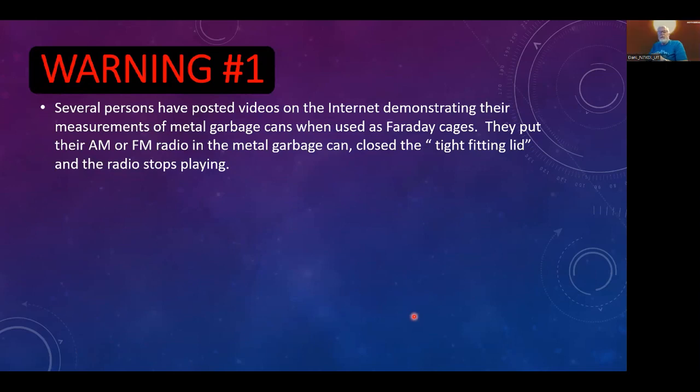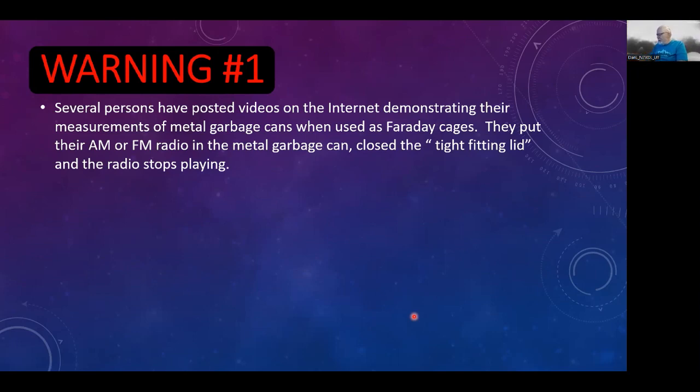Several persons have posted videos on the internet demonstrating that their metal garbage can, when used as a Faraday cage, will be good as a Faraday cage. They put their AM or FM radio in the metal garbage can. They close the tight lid, and I put that in double quotes because there's numerous holes that I see in all of these YouTube videos. And of course, the radio stops playing.